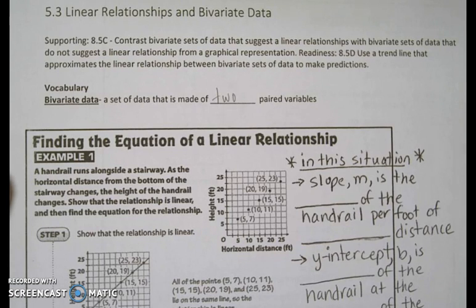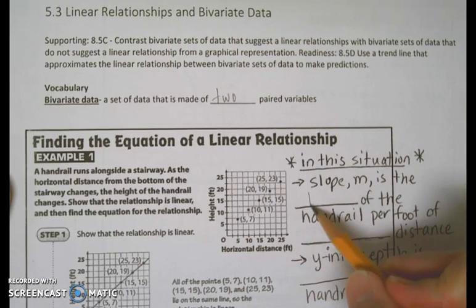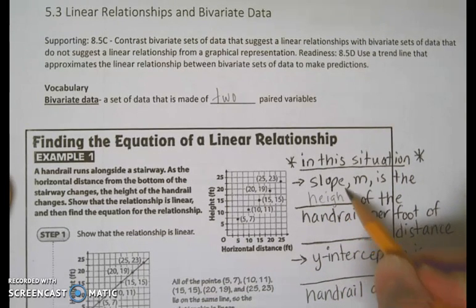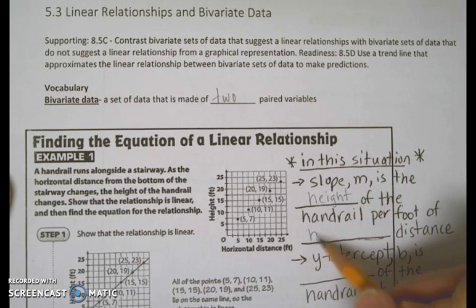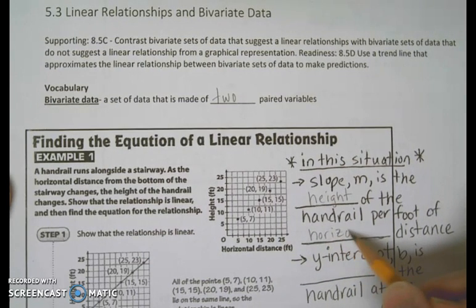First, connect all of the points using a straight line. Because all of the points are on the same line, it does show a linear relationship. So in this situation, slope, m, is the height of the handrail per foot of horizontal distance.